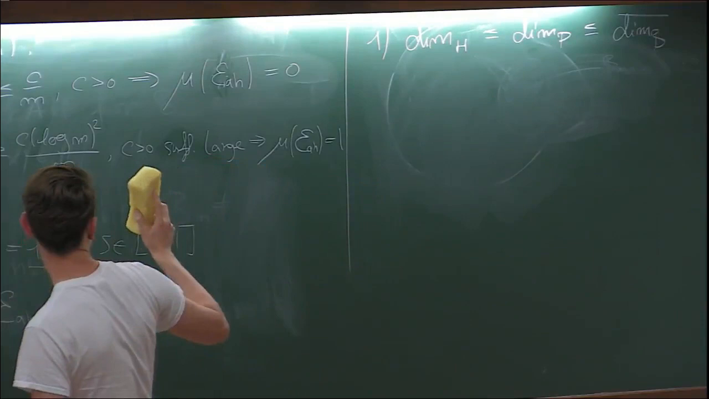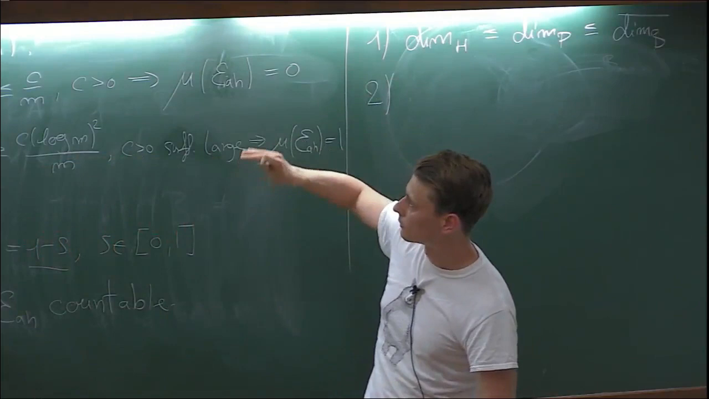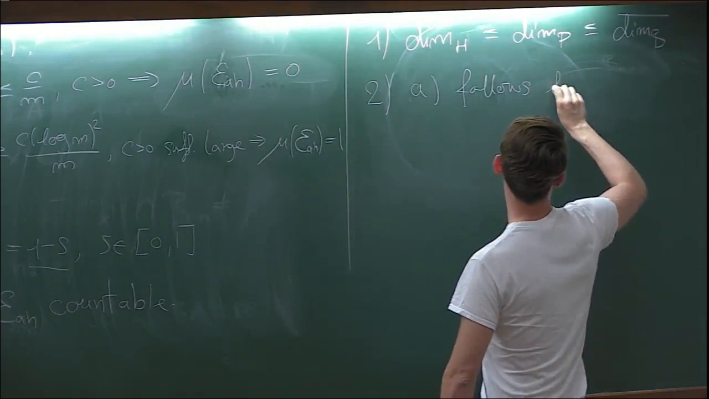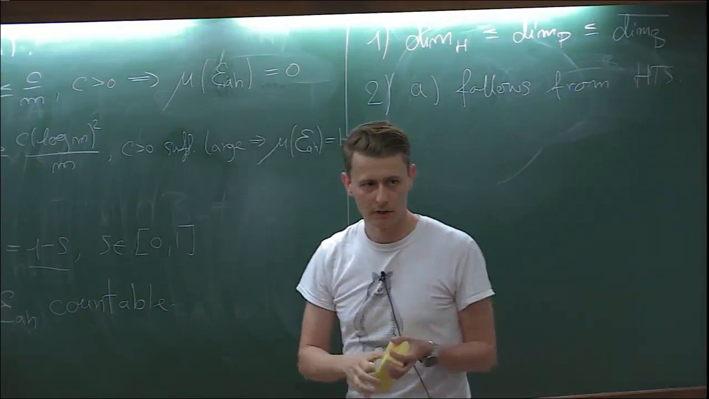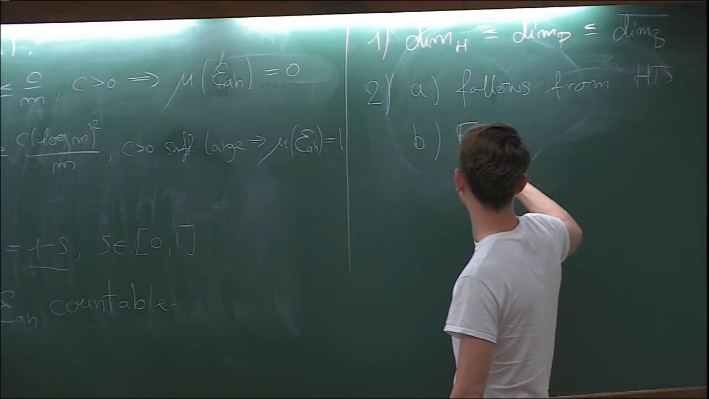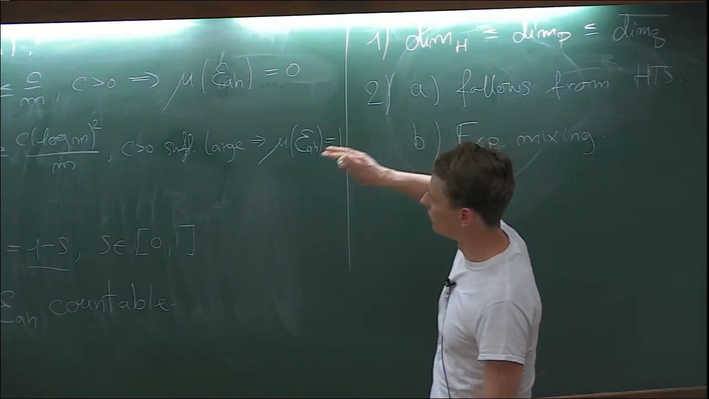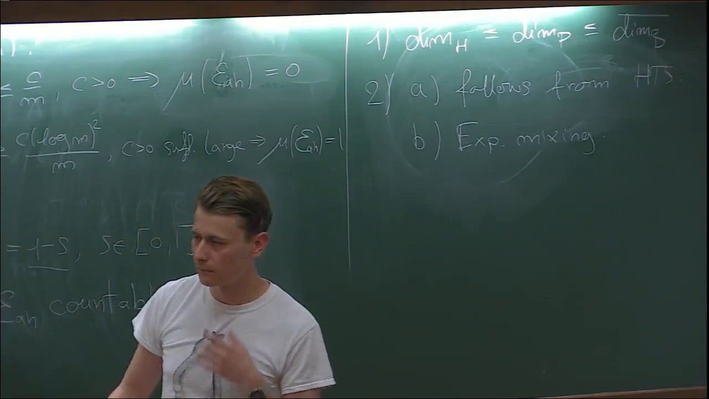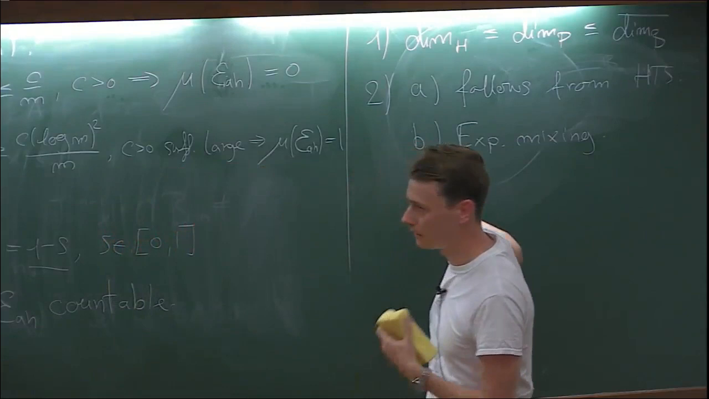Let me say something about the generality of this result. The first result, A, follows from something called hitting time statistics, which I'm going to talk about in a bit, abbreviated HTS. And B follows from some exponential mixing estimates. Result A actually applies to really many interval maps and other systems: many uniformly expanding interval maps, non-uniformly hyperbolic interval maps, the Gauss map, some quadratic maps, and a lot of other systems. And the same with B also works for some of the same systems.